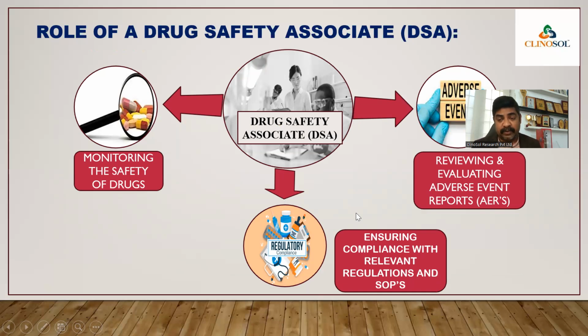Now the role of a drug safety associate: he makes sure that ICSR case processing is being performed correctly. Monitoring of drug safety is the most important responsibility or role of the drug safety associate. Reviewing and evaluating the adverse event reports, also called AER, or adverse drug reaction reports or serious adverse reaction reports, which are collected by the drug safety associate. Ensuring compliance is also a role: the drug safety associate makes sure that compliance with relevant regulations and SOPs is maintained.